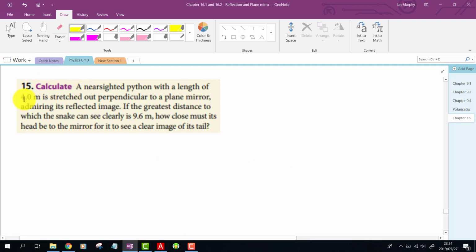Okay, question 15. Remember to write down question 15 and draw a diagram. Please read the question, try and solve it yourself, and then you can play the video again to see the answer.